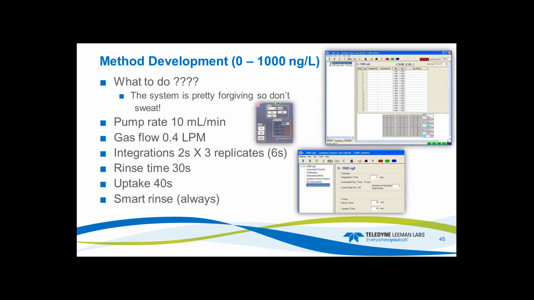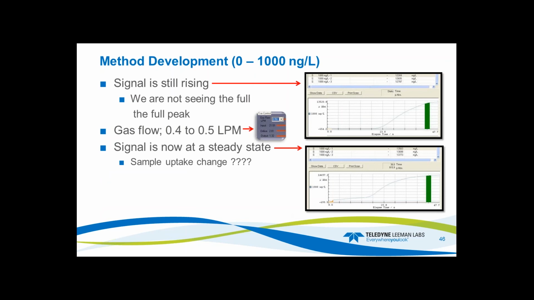I'm going to start out with the pump rate of 10 mils per minute because I want to get it there as fast, and it's kind of a trace method. It's not an ultra trace method, but a trace method, so I want to have max load. Gas flow, I really don't have a clue, but I think maybe 4 liters per minute might get me what I want. Integrations, I know I need at least 2 seconds and 3 replicates, so I have a nice standard deviation. Rinse time, I'll start out with 30 seconds, uptake of 40, and always check the smart rinse. Have your smart rinse on for all methods.